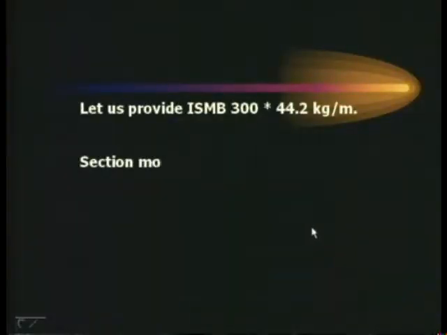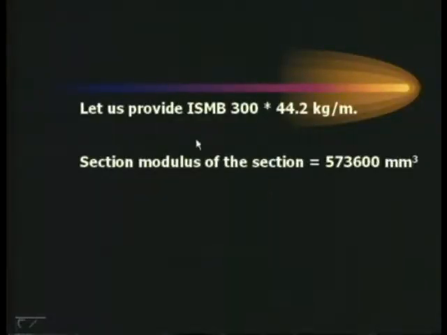Now here, I think this would be adequate. Let us provide ISMB 300. This is the self weight, right? And the section modulus of this section is 573. I'm sorry, 5,73,000, so much mm cube. This is slightly greater than what is required. Now what should we do? We have to check the section. You have to see whether it is safe or not.